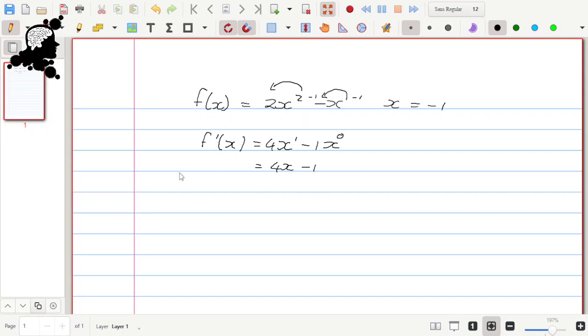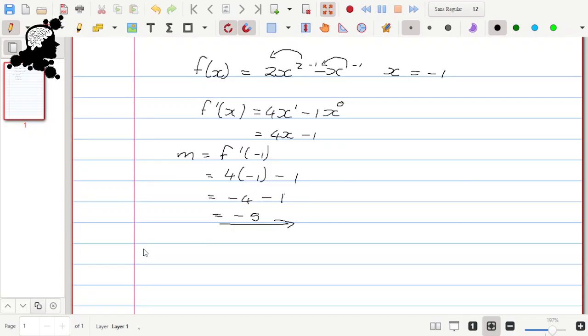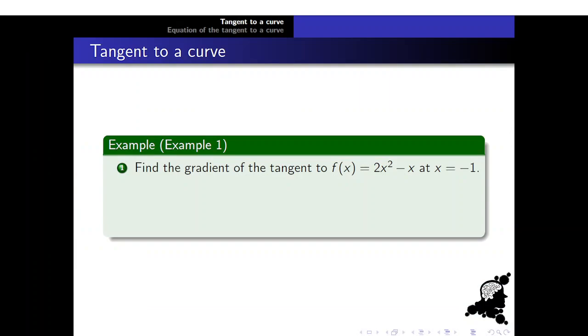We said to calculate the gradient of the tangent, we need to substitute our x value into the equation of the first derivative. So this is going to be 4 times minus 1, minus 1. This is going to give us negative 4 minus 1, which equals negative 5. There we have it. Our gradient of the tangent at x equals minus 1 is actually negative 5. Life is great. Let's look at the next question.